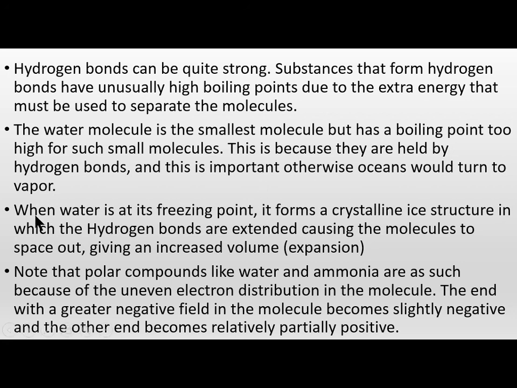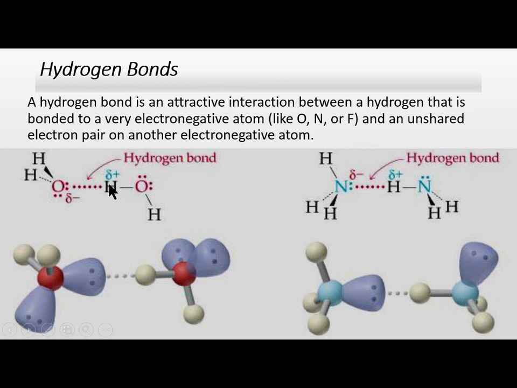When water is at its freezing point, it forms a crystalline ice structure or lattice in which the hydrogen bonds are extended, causing the molecules to space out, giving an increase in volume or expansion. At the freezing point, water forms a crystal because it's partially positive, partially negative. Remember, in the previous slide, I talked about these partial charges.